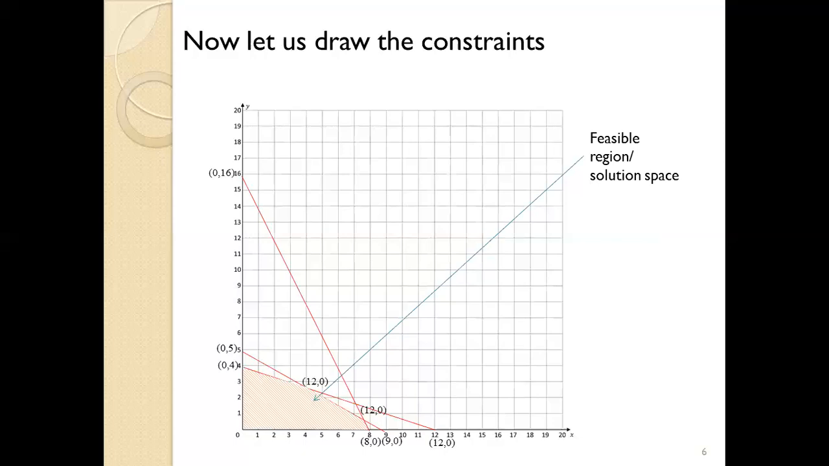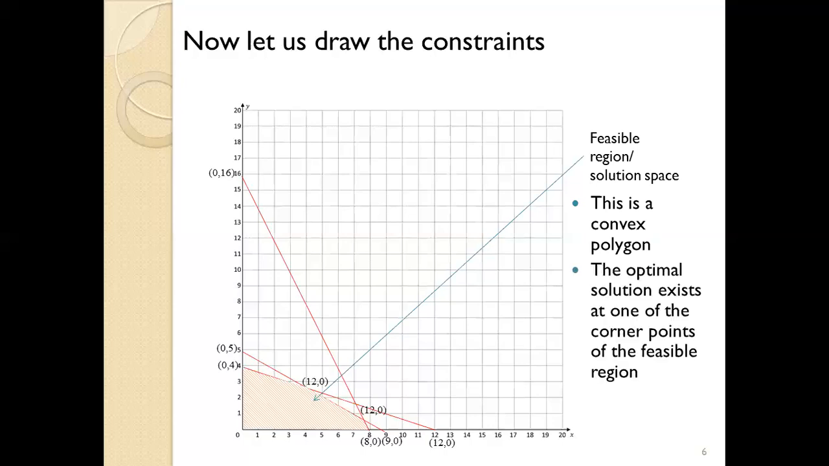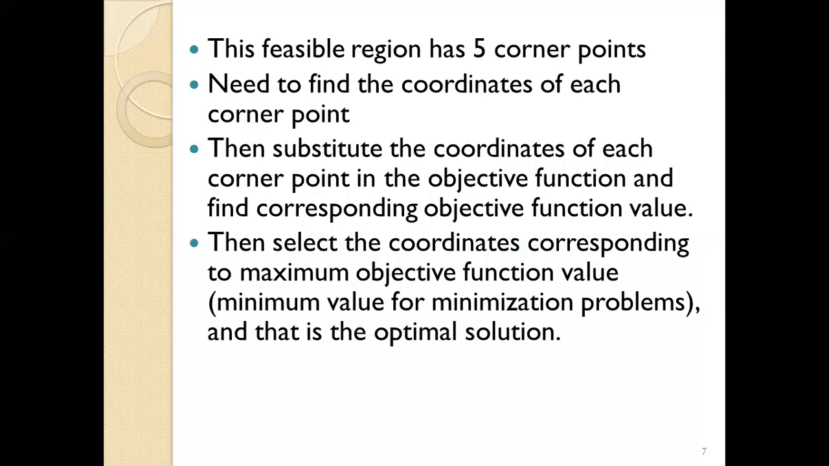But there is a theorem that if the feasible region is a convex figure, the solution exists at one of the corner points of the feasible region. Now, this is a convex polygon and the solution exists at one of the corner points. This is the procedure. There are 5 corner points. We have to find the coordinates of those points and substitute in the objective function. Then select the coordinates corresponding to maximum objective function value. For minimization problems, we have to select the coordinates corresponding to minimum objective function value.